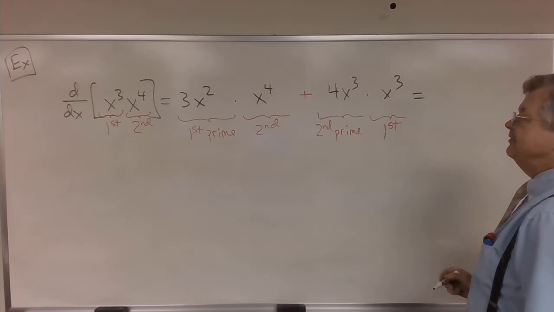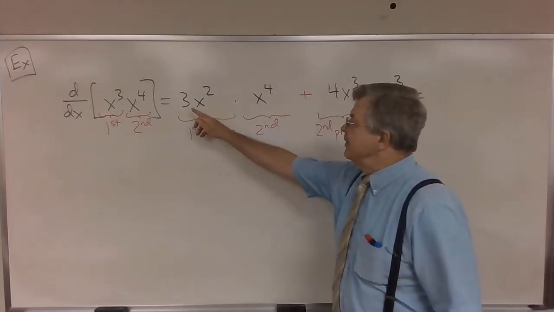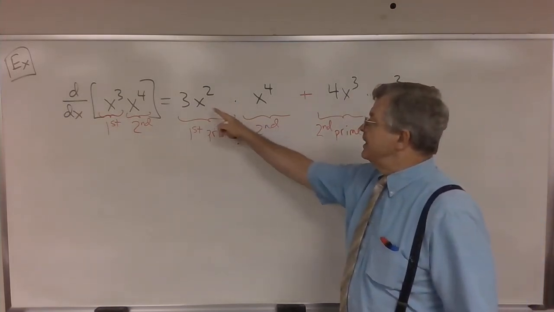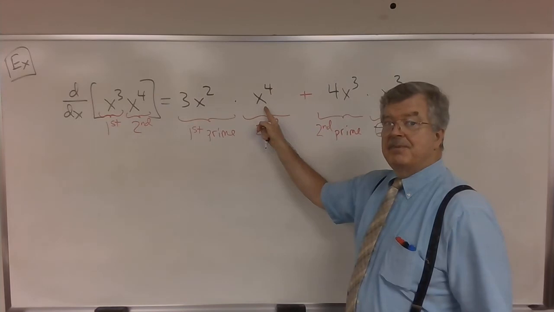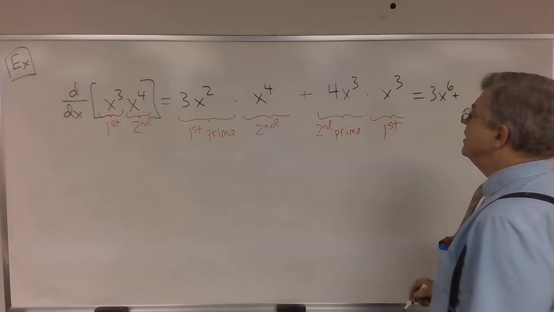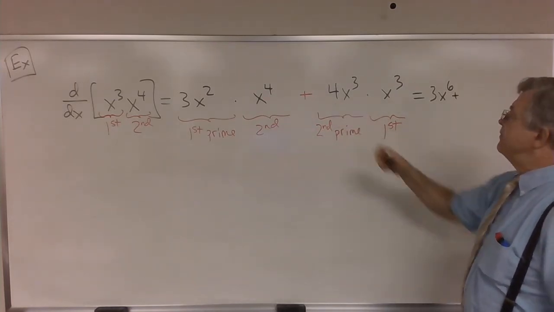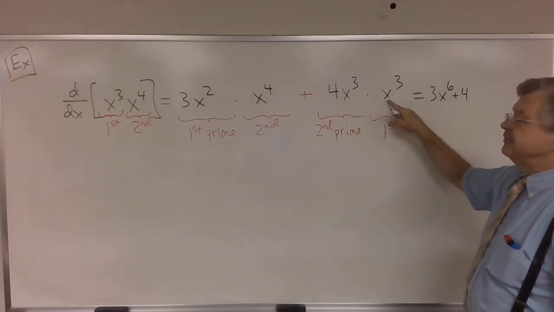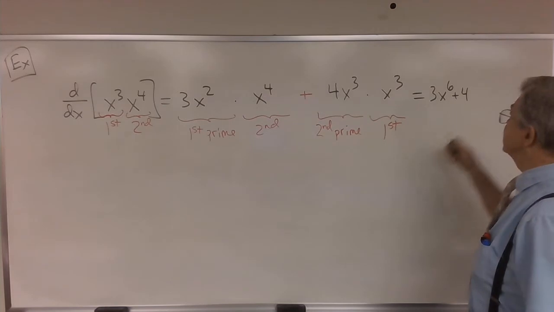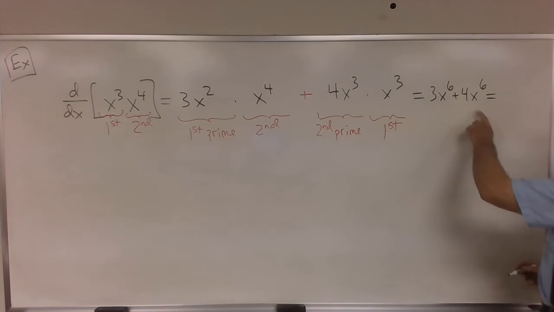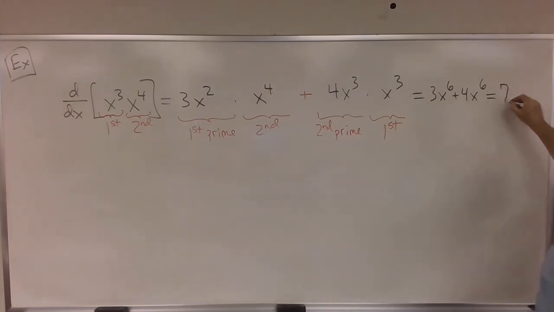Now let's tidy this up a little bit. We have 3 and x squared times x to the fourth, the exponents add, so we get x to the sixth. And over here we have 4 and x cubed times x cubed, the exponents add, so we get x to the sixth. And we have like terms we can combine: 7x to the sixth.